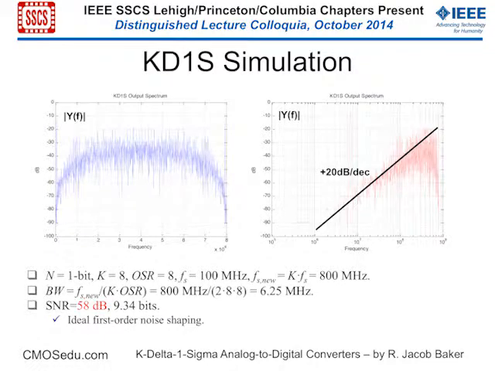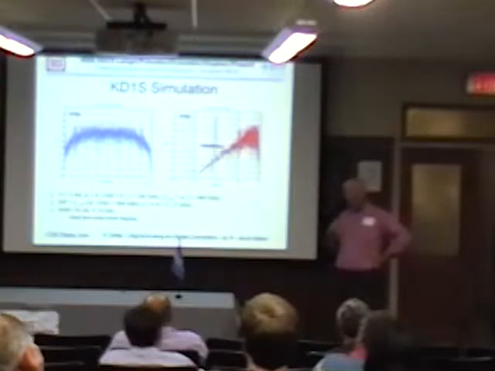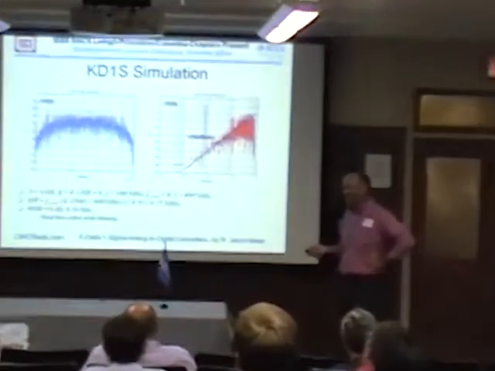Okay, so you might look at that and go, so what? But for a first order Deltasigma in half micron technology, that's actually pretty impressive.